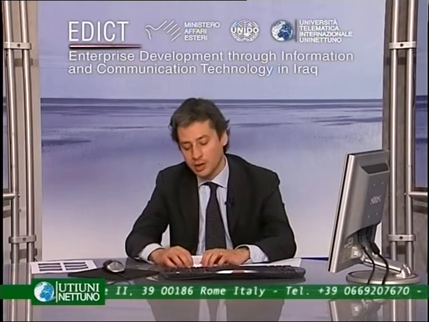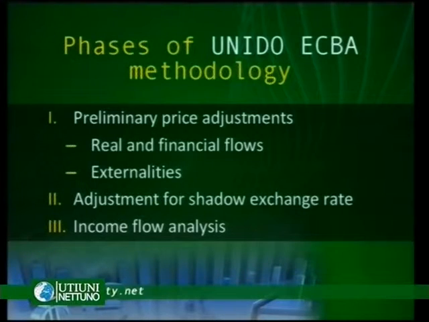Then phase 2 is the adjustment for the shadow exchange rate. As we discussed in the previous classes, this is needed where the official rate of foreign exchange is distorted. It does not represent the economic value of the foreign exchange. And we already discussed the methods for adjusting the official exchange rate and passing from the official exchange rate to the shadow exchange rate. So this is something that has already been analyzed and typically is done within the UNIDO methodology after preliminary price adjustments.